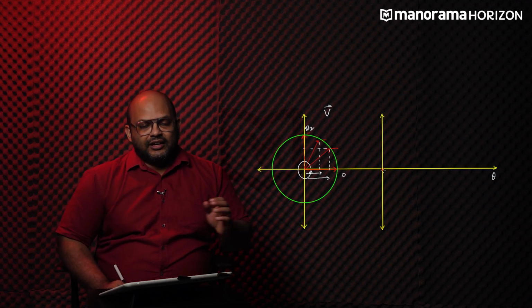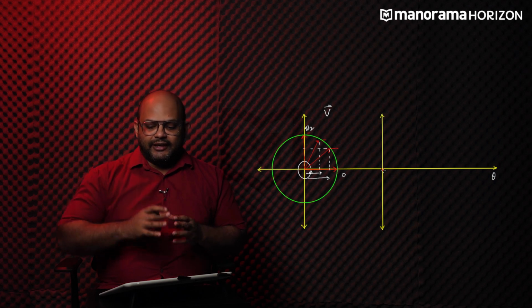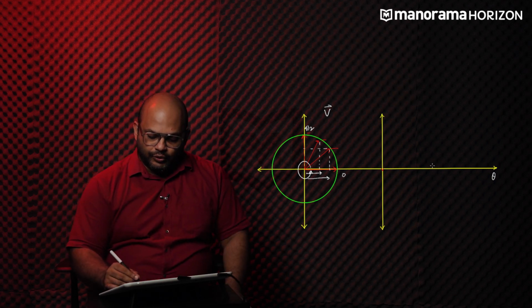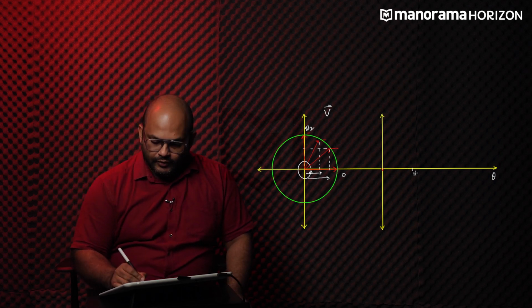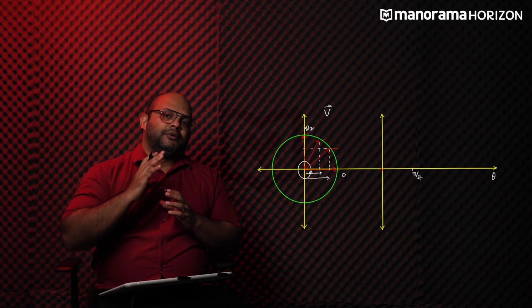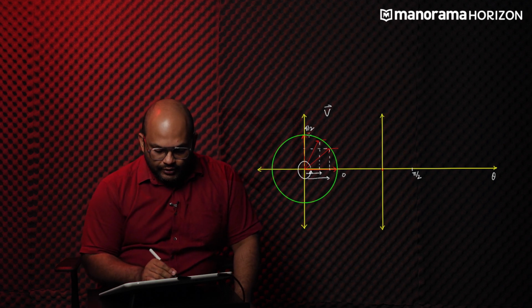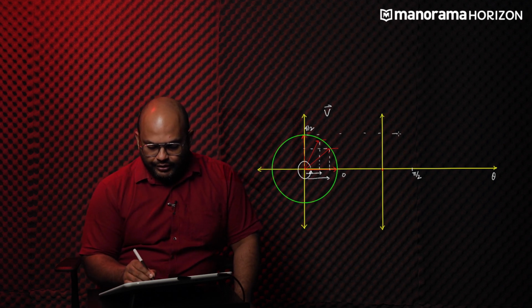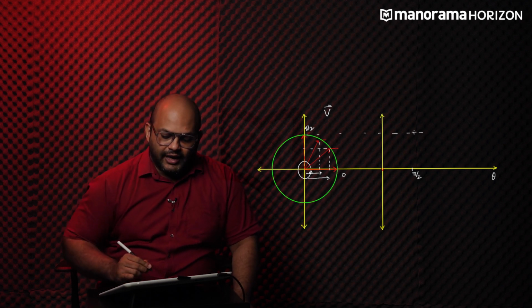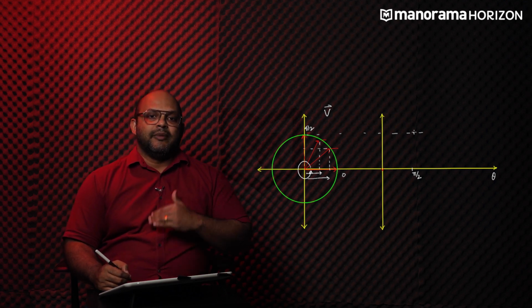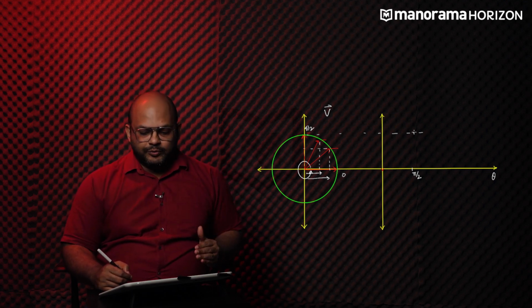On the other hand, when this vector rotates to pi by 2 radians, so here we mark a point, pi by 2 radians, we notice that the vertical component of this vector is maximized, it reaches its maximum value. So we can trace that value here. And this is the point where the vector has its maximum vertical displacement.